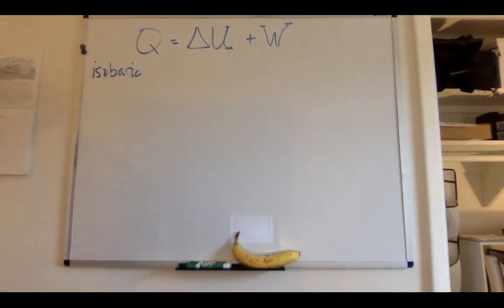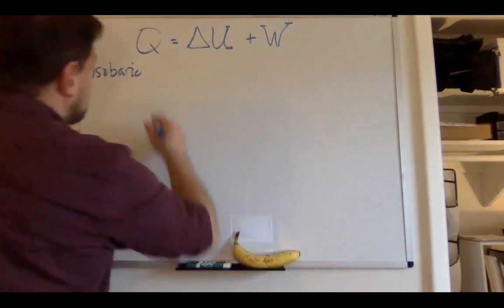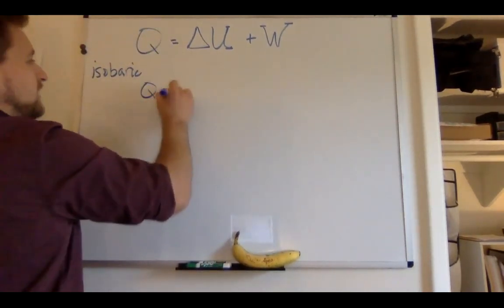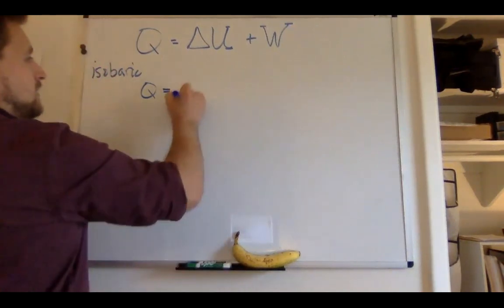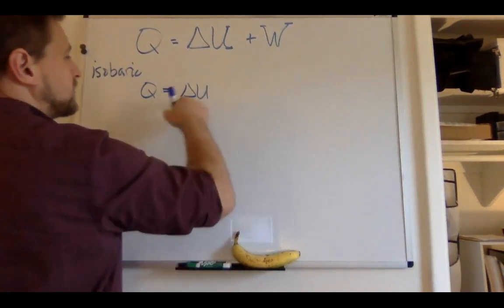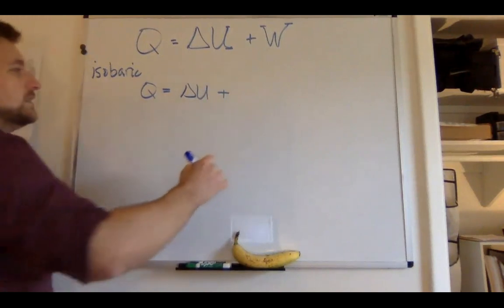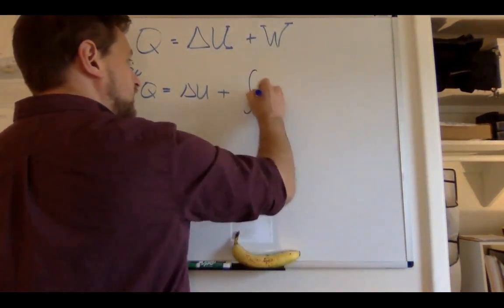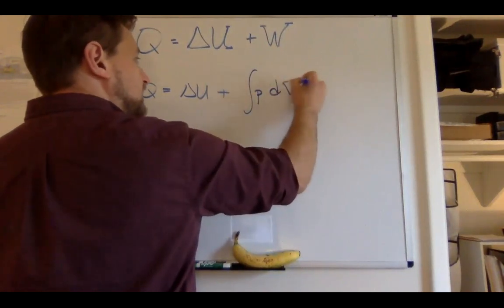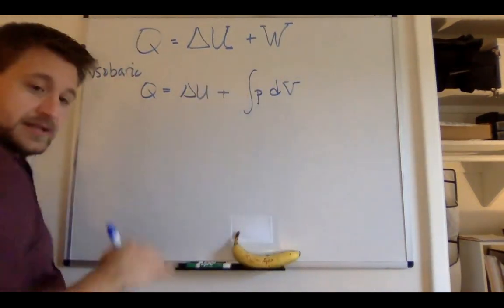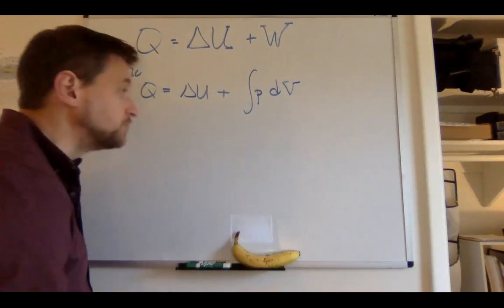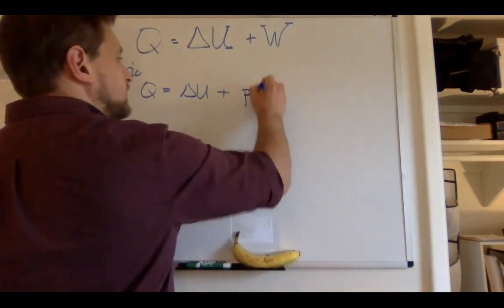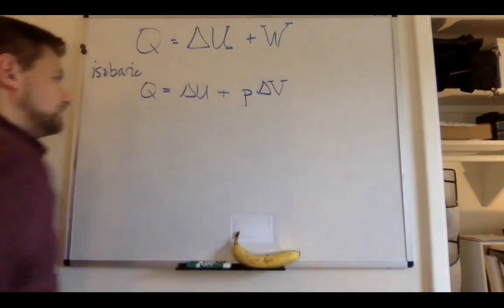In an isobaric process, we've got some heat transferred in. The internal energy changes, and we get some amount of work done. And since it's isobaric, the integral of P dV, the pressure we can pull outside the integral because it is isobaric, and we're just talking about the pressure times the change in volume.